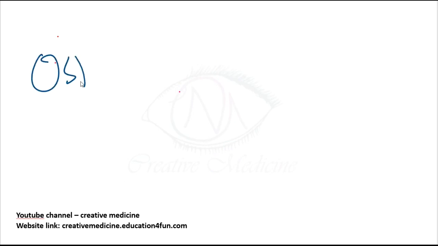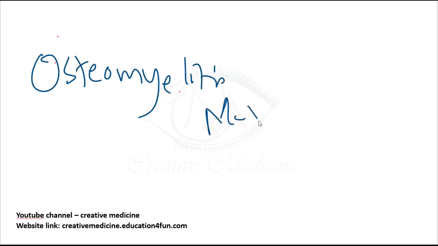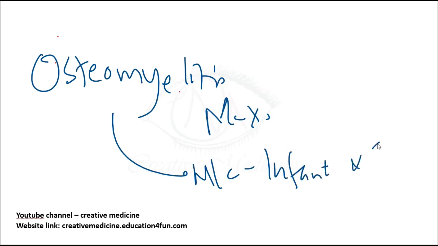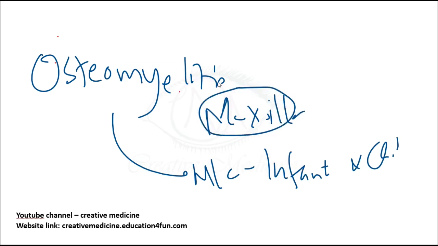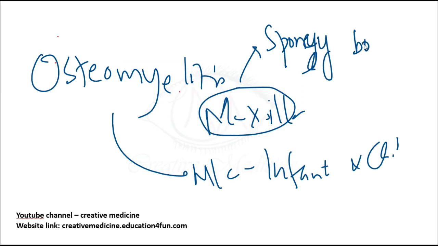Now osteomyelitis can also occur in the maxilla. If osteomyelitis occurs in the maxilla, it is most common in infants and children, because in infants and children the spongy bone is present in the anterior wall of the maxilla. So in children and infants, osteomyelitis of the maxilla is more common.